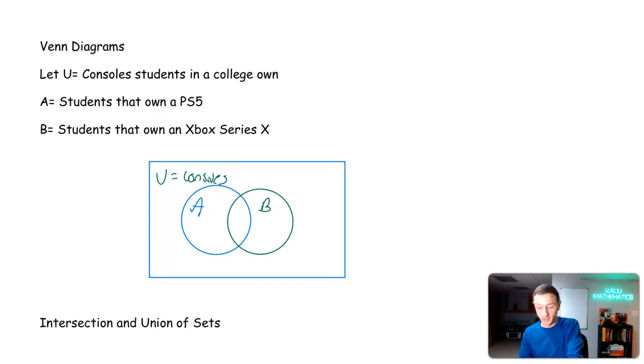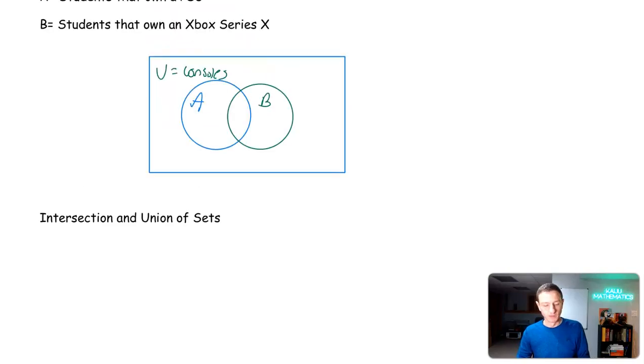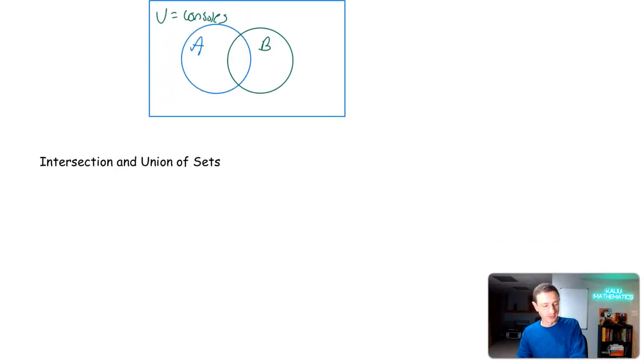Now there's a lot of information that can be gathered from a Venn diagram. Let's talk about that. Intersection, union of sets. So the intersection. I wrote the C, but then my marker didn't pick it up. So let me try it again. Intersection.